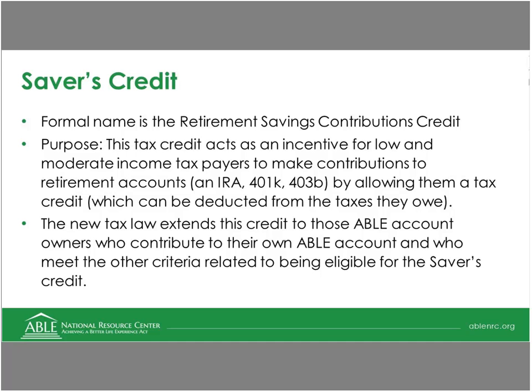As an example, that could be an IRA, a 401k, a 403b, and it incentivizes contributions into these accounts by allowing those individuals who are contributing a tax credit, which can be used to deduct an individual's tax liability, or basically what they owe in taxes. Now, this new tax law extends this credit to those ABLE account owners who contribute to their own ABLE account and who meet other criteria related to being eligible for the Savers Credit.